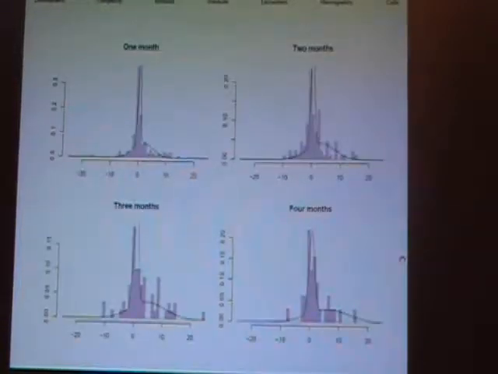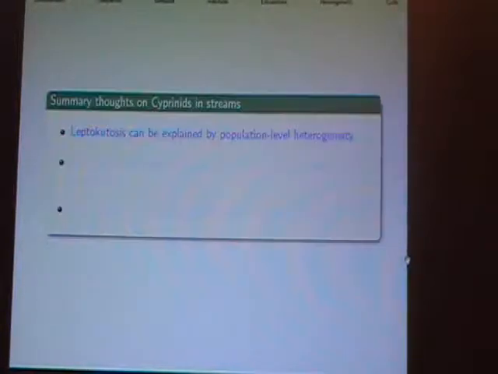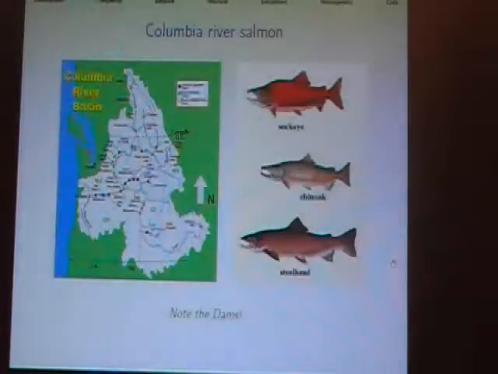And we can see that there's their fits, and there's my fit. It has one fewer parameter, but it does a good job of capturing that process. So leptokurtosis can be explained by population level heterogeneity, continuous distribution on a parameter reduces the number of parameters, very simple method of parameter estimation, which is kind of a bonus feature.